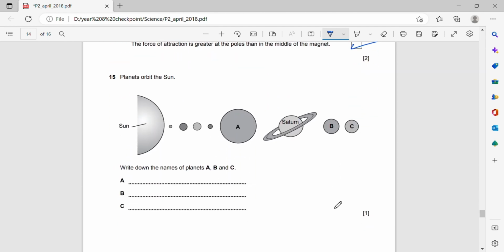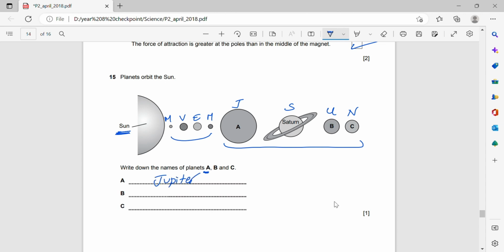Planets orbit the sun. Write down the names of planets A, B, and C. Here we have the sun. We have 4 inner planets and 4 outer planets. Let's review together the names of the planets. We have Mercury, Venus, Earth, Mars, Jupiter, Saturn, Uranus, and Neptune. So planet A is what? Jupiter. B is Uranus. And C is Neptune.